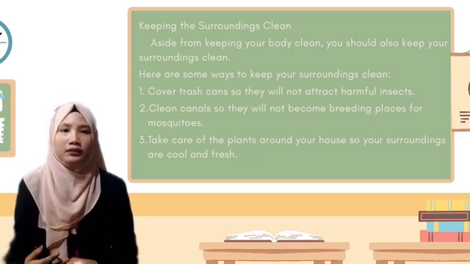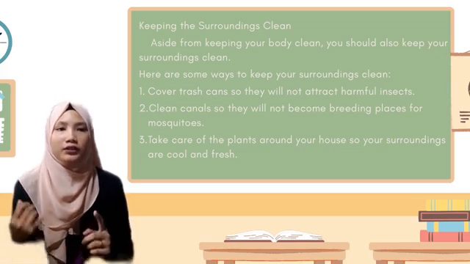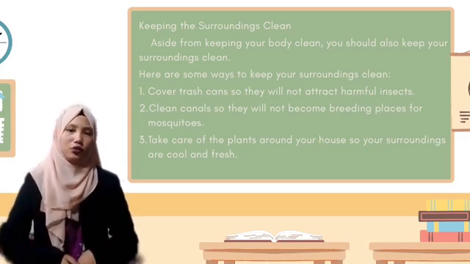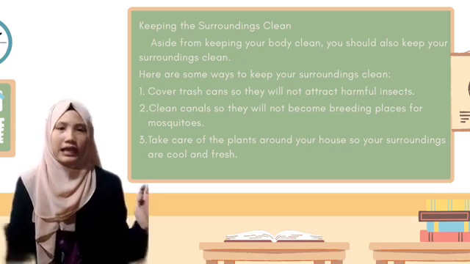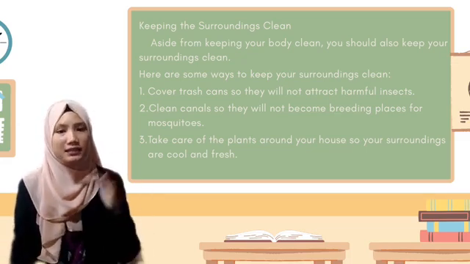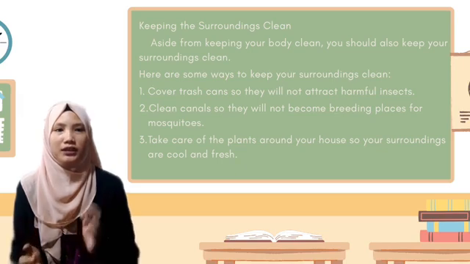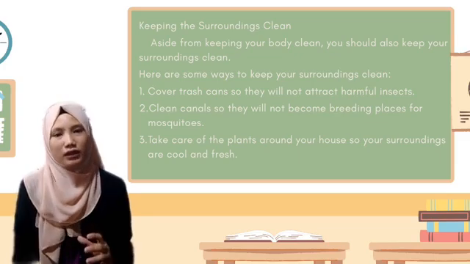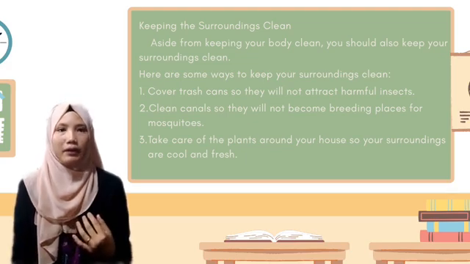So, paano natin mapapanatiling clean yung surrounding natin? So, first, cover trash can so they will not attract harmful insects. So, of course, kapag may trash can tayo or may mga basura tayo sa loob ng bahay natin, kailangan takpan natin yun kasi yung mga basura na yun, pwede siya maging reason para puntahan ng mga insekto, na yung mga insekto na yun nagdadala sila ng mga sakit sa mga bata.